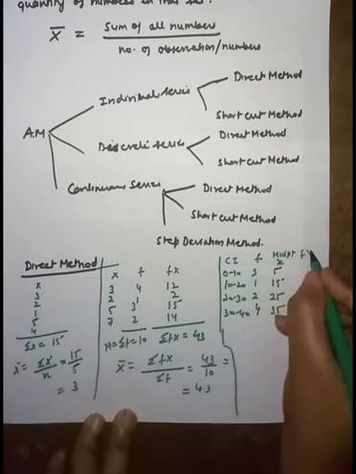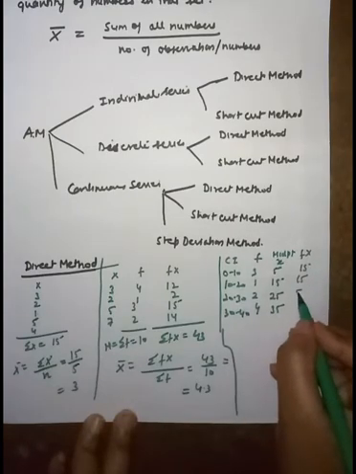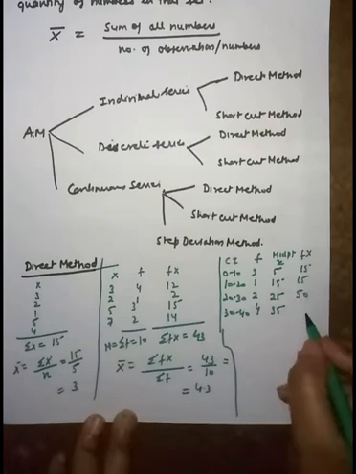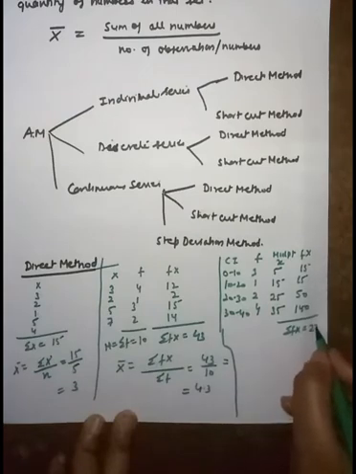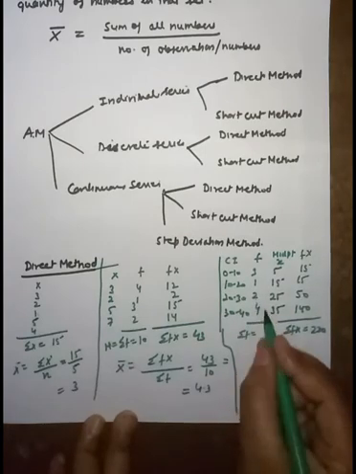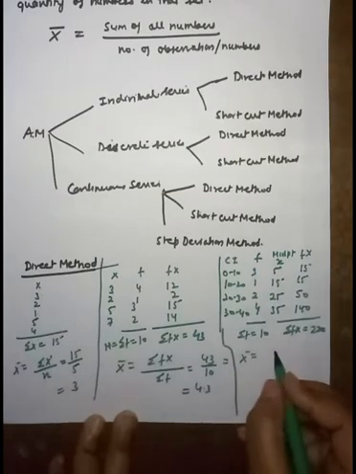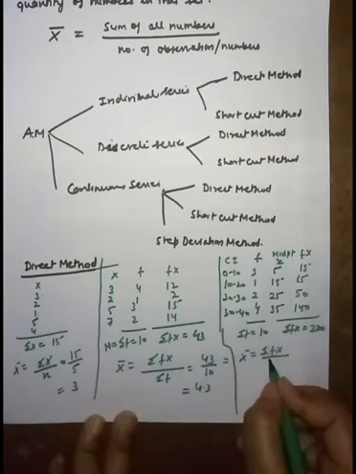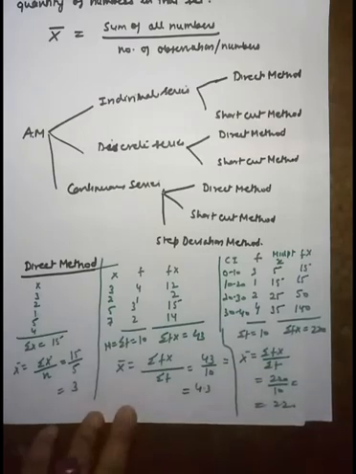So now find the fx. 5 times 3 is 15, 15, 50, and this one is 140. Now add, summation of f is 220. Here you add the summation of fx, it means 10. Now x bar equals summation of fx upon summation of f. So here you get 20 upon 10. So the value comes 22. Right?